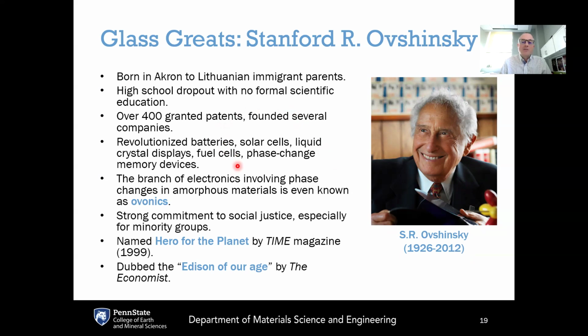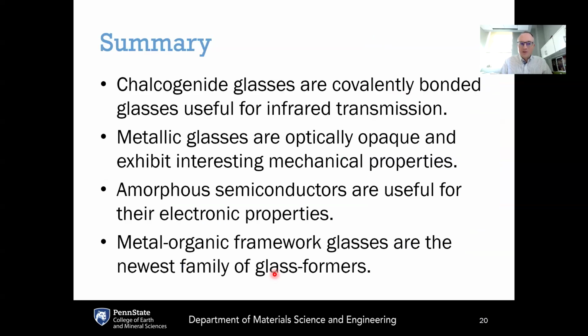He was one of the pioneers of using chalcogenide glasses. He invented a branch of electronics involving phase changes in amorphous materials that is named after him. It's called ovonics. He had a very strong commitment to social justice, especially for minority groups. And in 1999, Time magazine named him one of its heroes for the planet. And The Economist called him the Edison of our age. So he's a remarkable individual. So I definitely recommend learning more about him if you are interested.